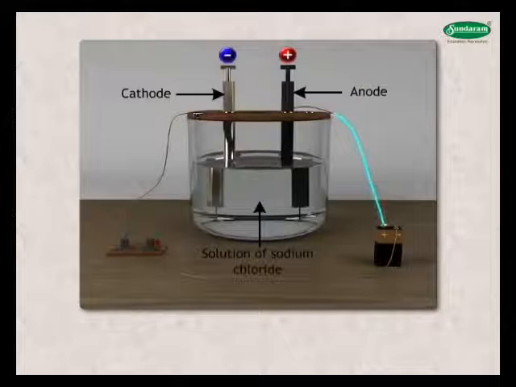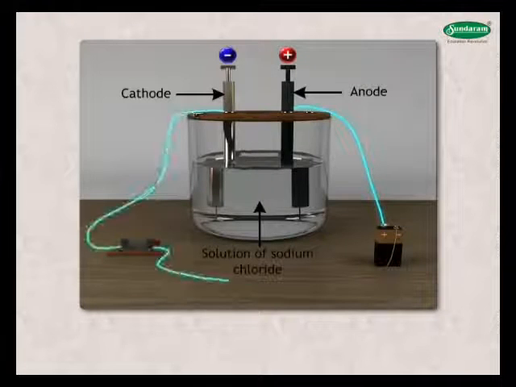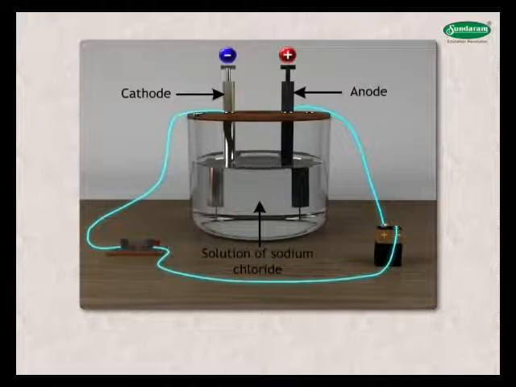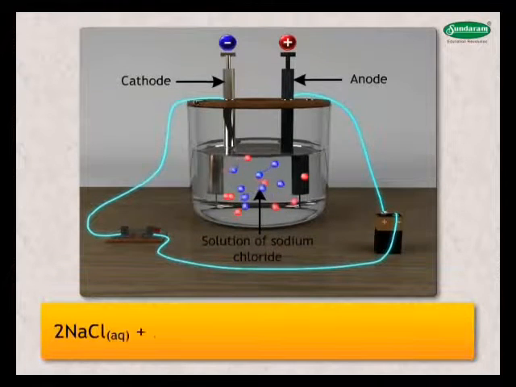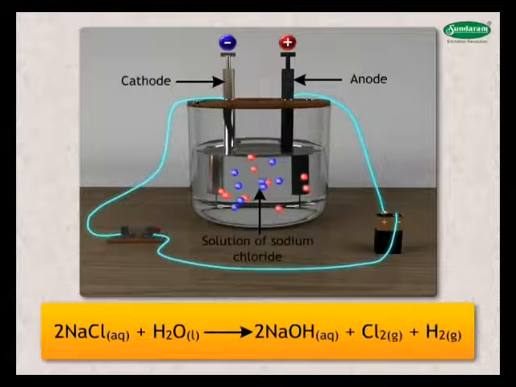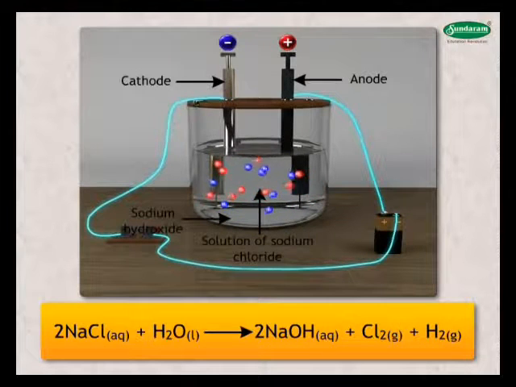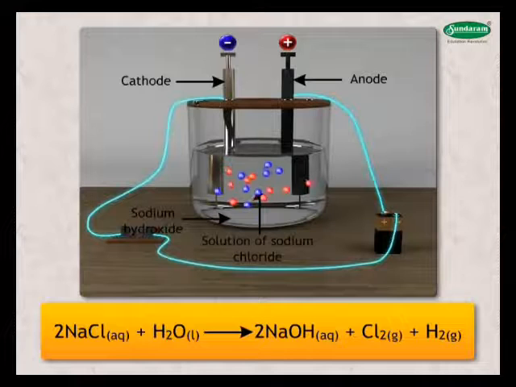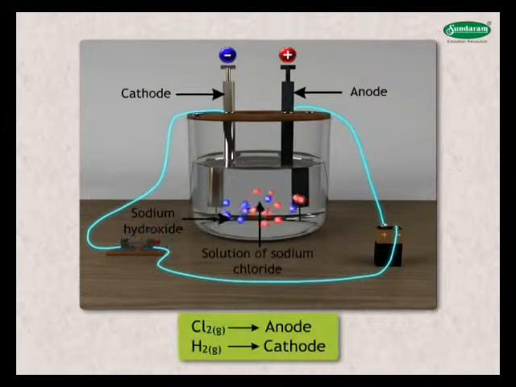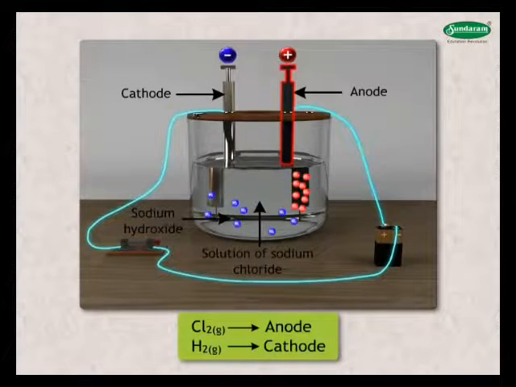Electrolysis of NaCl in solution and in fused state yields different products. When electricity is passed through a solution of sodium chloride, which is termed brine, 10% NaCl, it decomposes to form sodium hydroxide, an important basic compound. Chlorine gas is liberated at the anode and hydrogen gas at the cathode respectively.